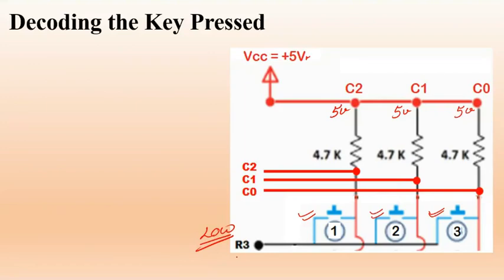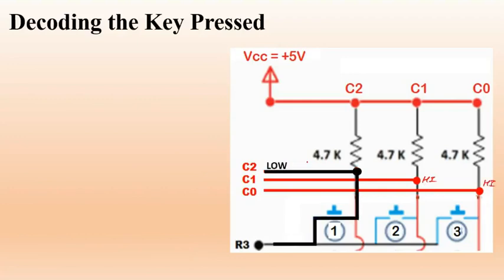So you have activated this row and then check which one of these 3 columns are getting low voltage. How they will get low voltage? Assume, suppose you press number 1. Okay. Or let me take another example. So initially this is high. You can see high, high, high. Okay. All of them are high. Okay. High, high. But the moment I press key number 1, so this key number 1 is pressed.